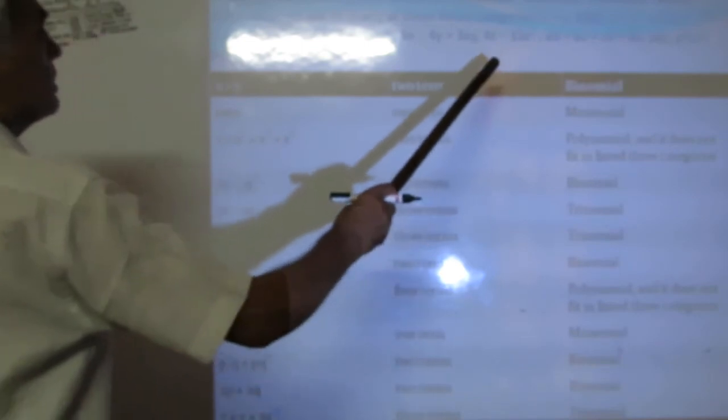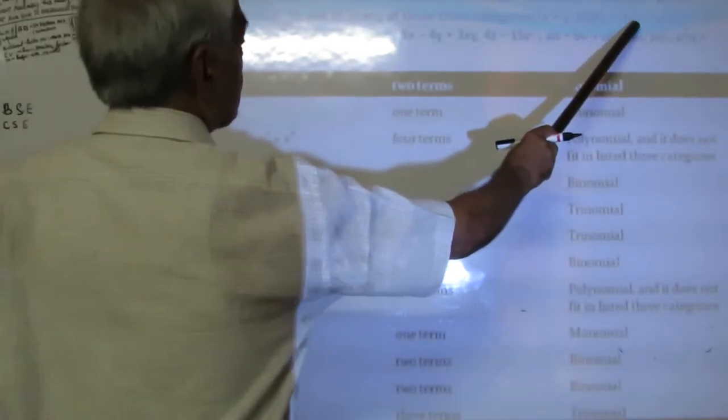Now the second one is x plus x square plus x to the power 3 plus x to the power 4.